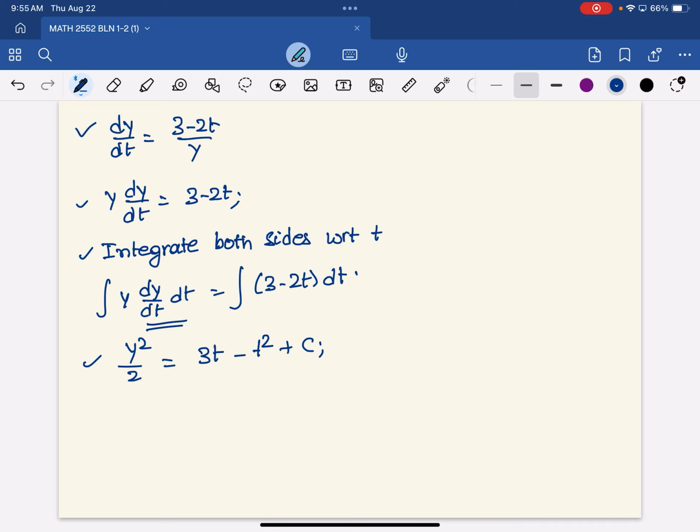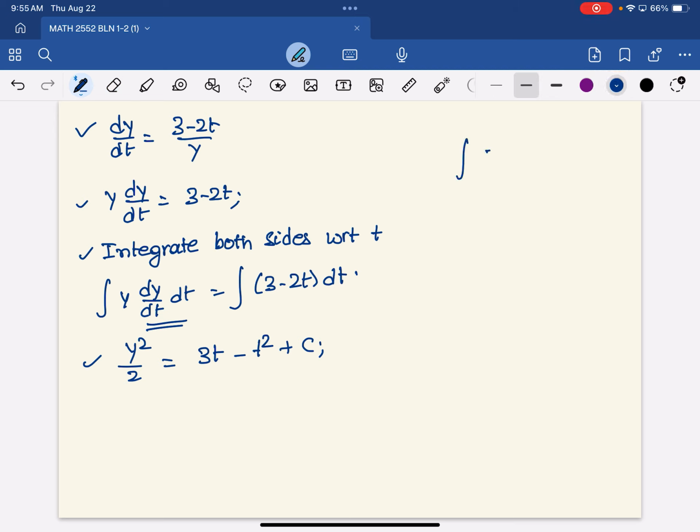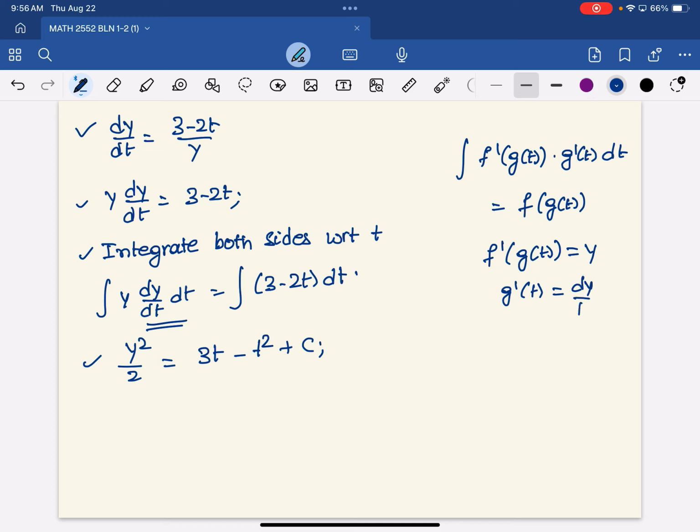Yes, Roman. Can you explain the main difference between the methods again? The difference between the methods: when you are integrating, it is like saying the integral of f prime of g of x times g prime of x dx is going to be f of g of x. I'm using the chain rule here. Here, your f prime of g of t is y, and your g prime of t is going to be dy/dt. So you're going to write that.